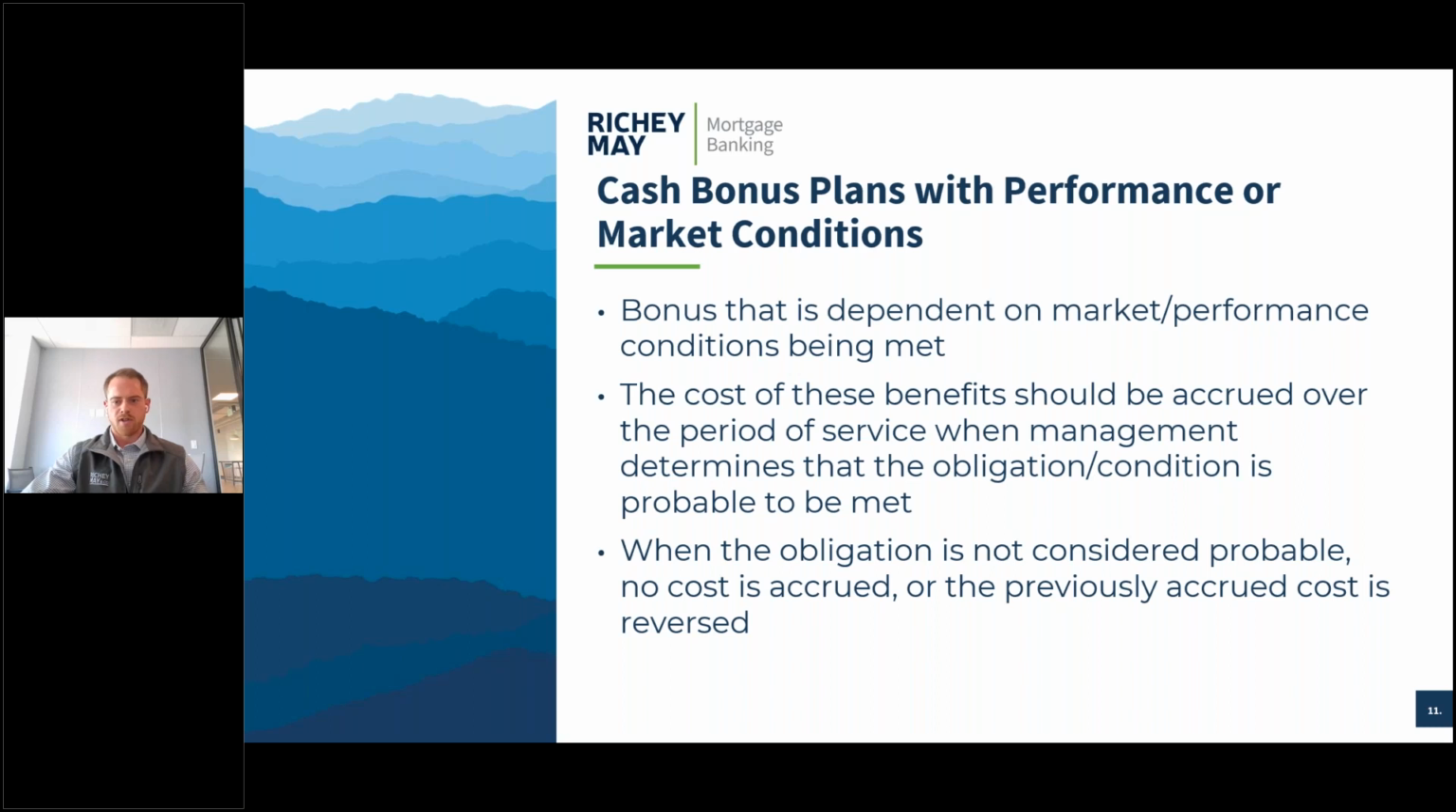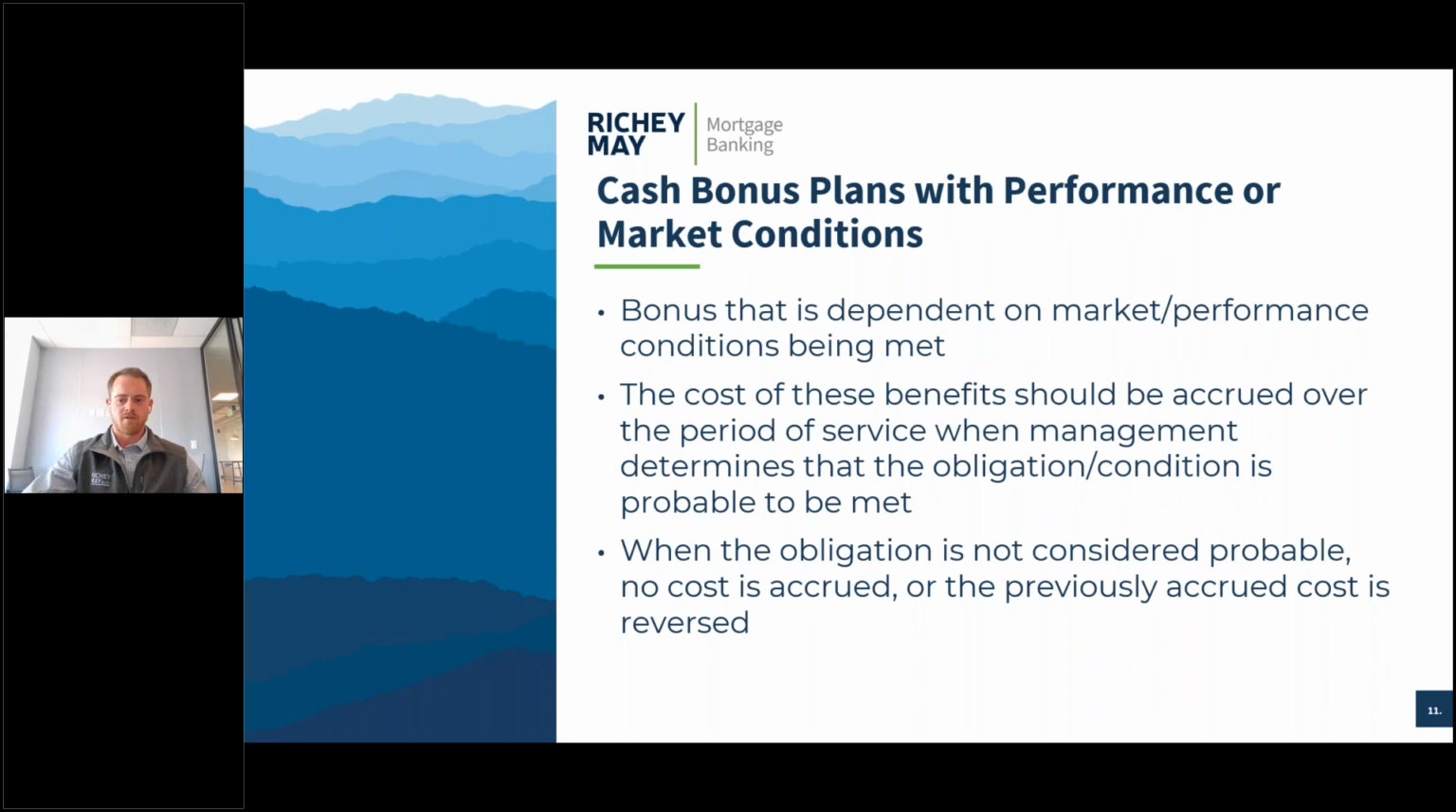The last type of bonus plan that we're going to talk about are going to be cash bonus plans with performance or market conditions. The previous two bonus plans we talked about fall under ASC 710, and the difference where things get a little bit more complicated here is that these bonus plans with performance or market conditions can fall under the guidance of ASC 710 or ASC 718, which we'll discuss later in the presentation and go through a little bit more in depth.